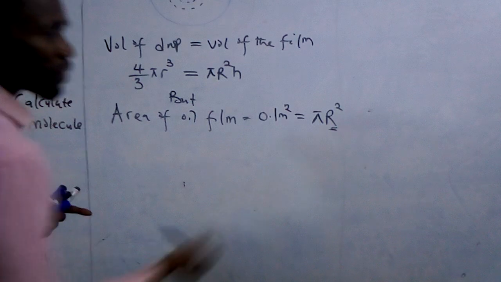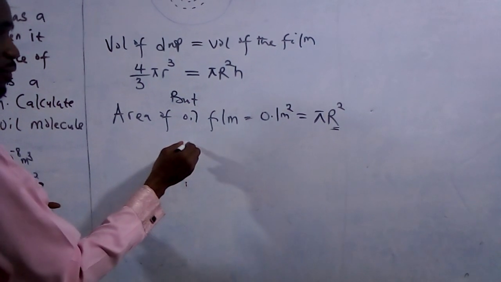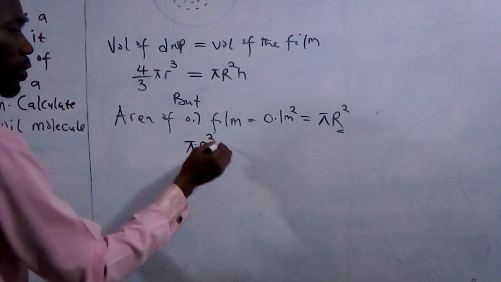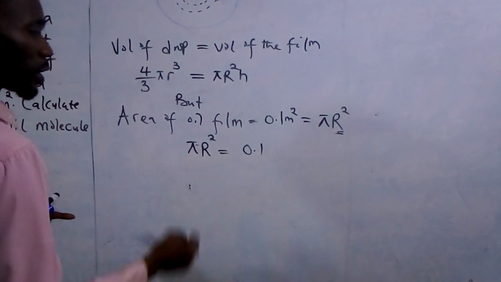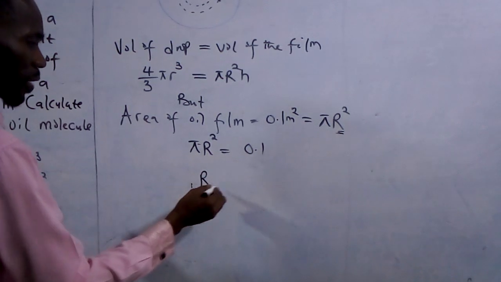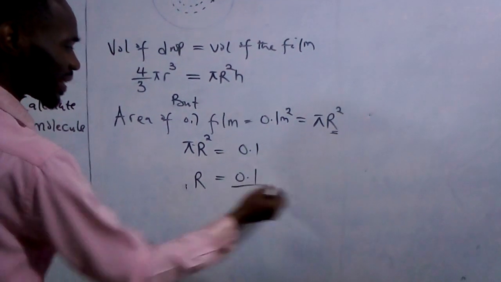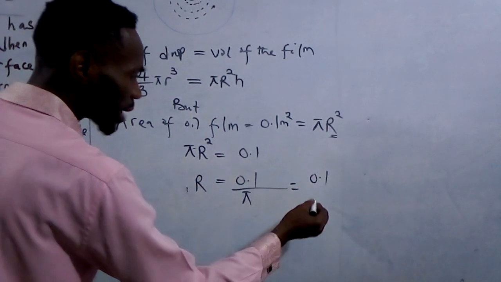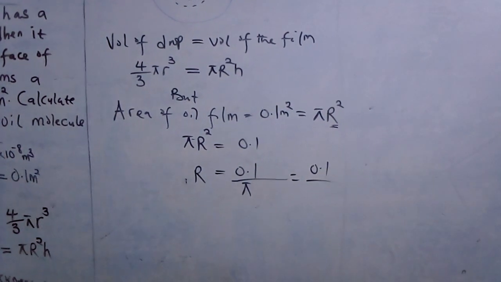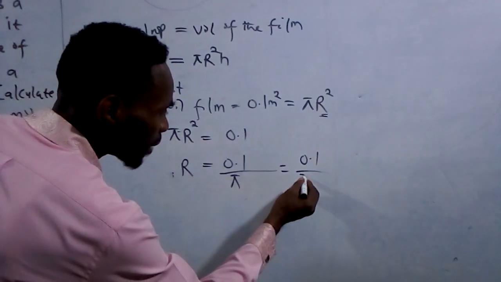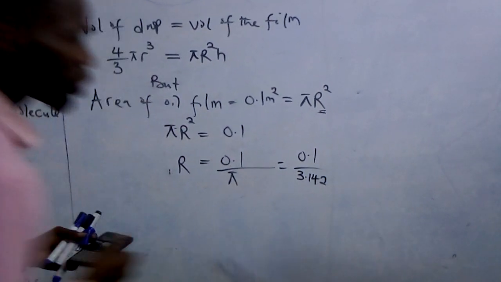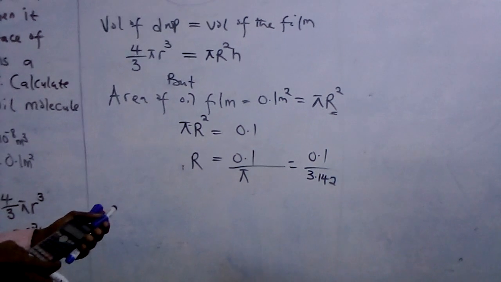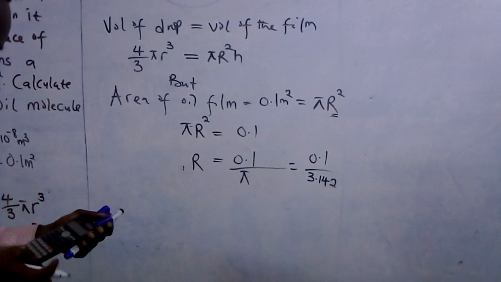So let us get the value of r from the area of the oil film. To get the value of r, we have that pi r squared is equal to 0.1. So r squared will be equal to 0.1 divided by pi. And we know the value of pi is 3.142, so we have 0.1 divided by 3.142.